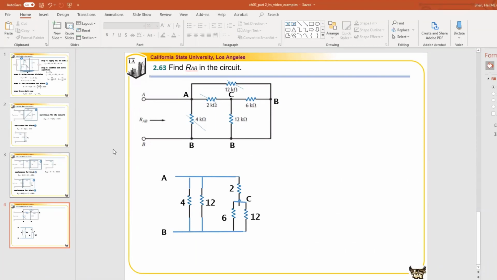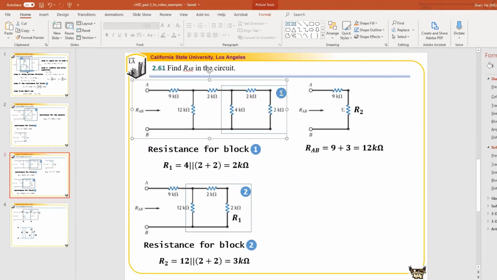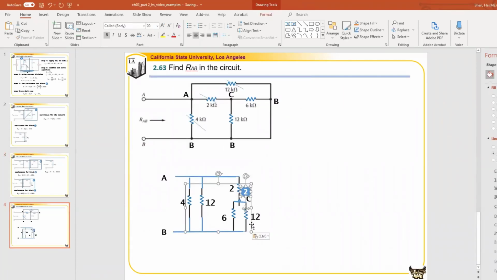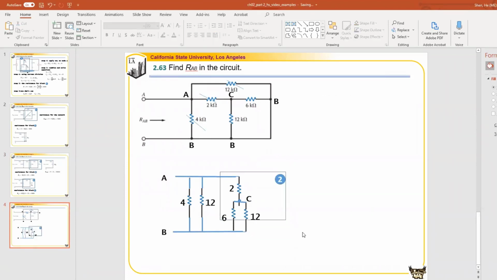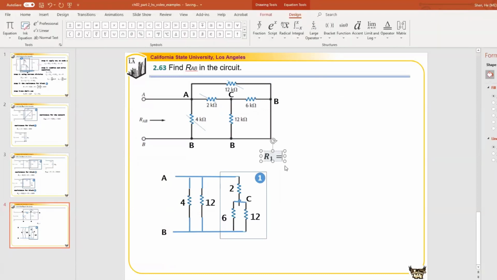So I'm going to simplify the block 1. I'm going to do the same thing. I'm going to pick an easier block to work with. So say this is my block 1. I'm going to find the resistance of block 1, let's call it R1. Block 1 has 2 in series with 6 and 12 in parallel, right? So 6 and 12 in parallel is 4. 4 plus 2 is 6.